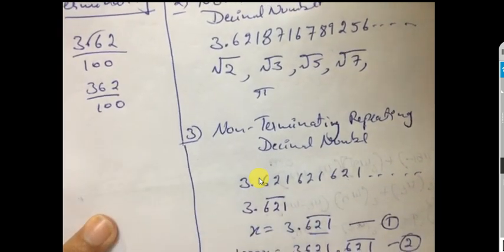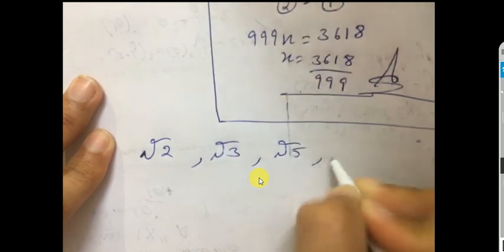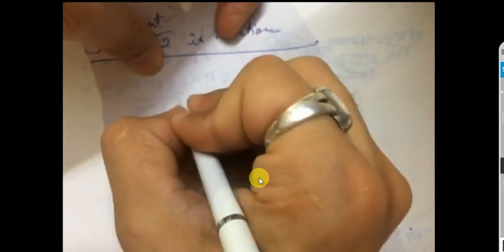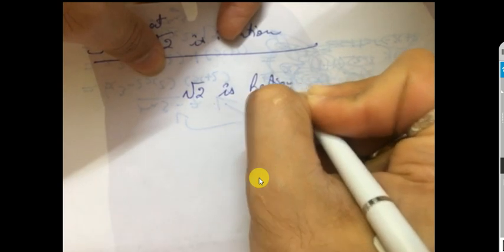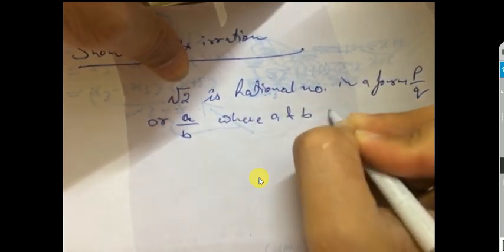Over here, in this revisiting of irrational numbers, we will study how under root 2, under root 3, under root 5, under root 7, or the square root of any other prime number is an irrational number. So first, let's say we have to show that under root 2 is irrational. How will we start this? Let's say first we are assuming that under root 2 is a rational number in the form p by q, or a by b, whichever way you want to write, where a and b are co-prime.